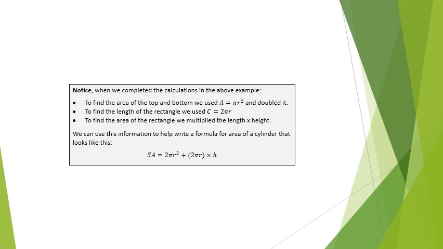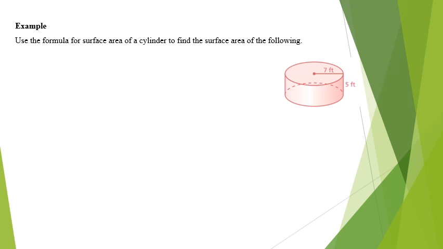So I will always give you this equation. If you just like to use this equation instead of having to do all the pieces separately, that's fine. But if you feel comfortable just using the net, that's fine too. The tricky thing about this equation is making sure you do it properly using proper order of operations. So we're going to try this example where we're going to use the formula for surface area of a cylinder to find the surface area of the following shape. So it has a height of 5 and a radius of 7.